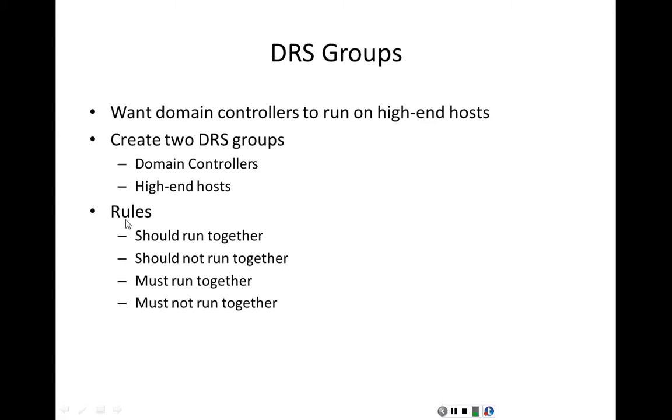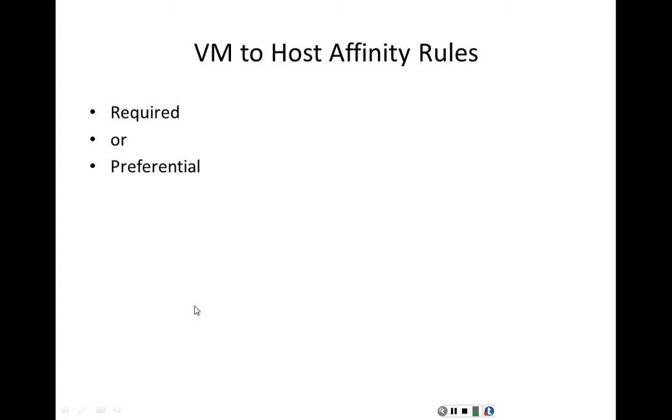The rules we can specify are that VMs and hosts should run together, or that they should not run together, or that they must run together, or they must not run together. These are what we call required or preferential VM to host affinity rules. Let's look at these two rules.